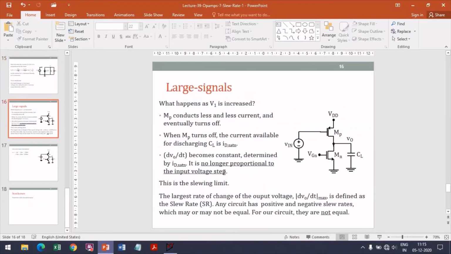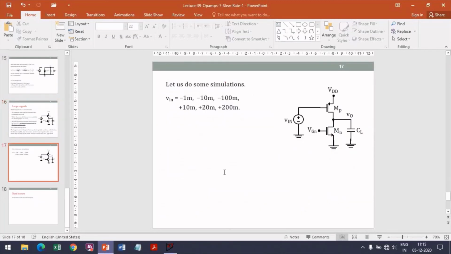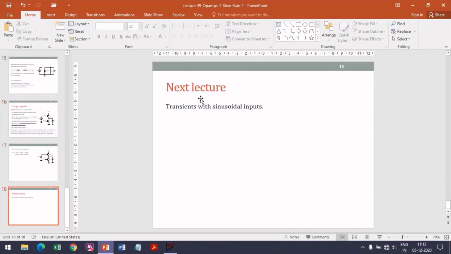Let me see what I have. Yeah, okay, we discussed all of this. All right, so next lecture, we'll look at transients with sinusoidal inputs. This was step inputs. Next time it will be sinusoidal inputs.